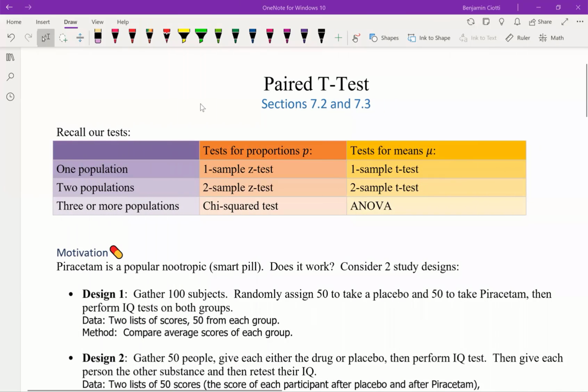Hey folks, let's talk about the paired t-test from sections 7.2 and 7.3. So hopefully you've already watched the instructor or the textbook videos that I posted. This video is going to summarize and elaborate on the same concepts a little bit.